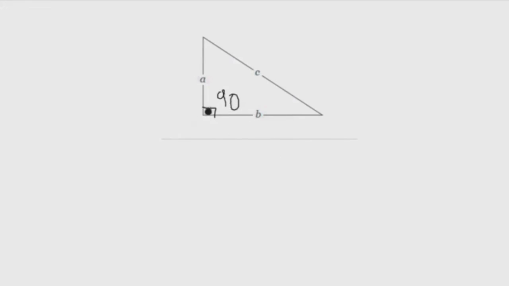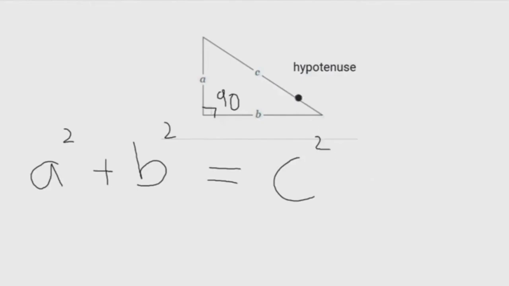Okay, so the side opposite from our little 90-degree angle here is going to be called the hypotenuse. And the other two sides are called the legs of the triangle. So the Pythagorean theorem tells us that a squared, which is one of the legs squared, plus b squared, which is another of the legs squared, equals c squared, which is the hypotenuse of this triangle squared.